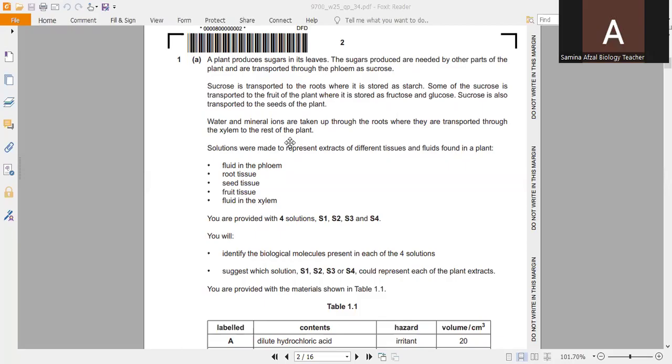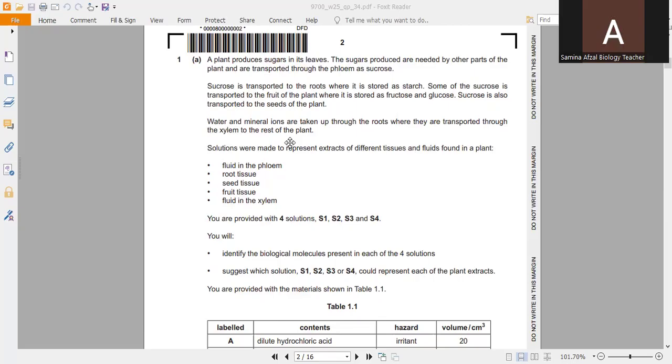Water and mineral ions are taken up through the roots where they are transported through the xylem to the rest of the plant. Solutions were made to represent extracts of different tissues and fluids found in a plant. So the different fluid in the phloem, root tissues, seed tissue, fruit tissue, fluid in the xylem, you are provided with 4 solutions: S1, S2, S3, and S4.